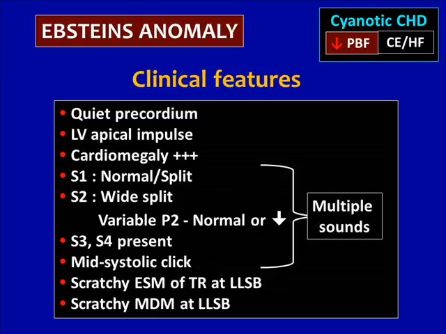On auscultation, the S1 is normal. The S2 shows a wide split with variable P2, being either normal or decreased. Third and fourth heart sounds are present. A mid-systolic click is also heard. All of these will produce multiple sounds. One also hears the scratchy ejection systolic murmur of TR at the lower left sternal border and a scratchy mid-diastolic murmur in the same area.